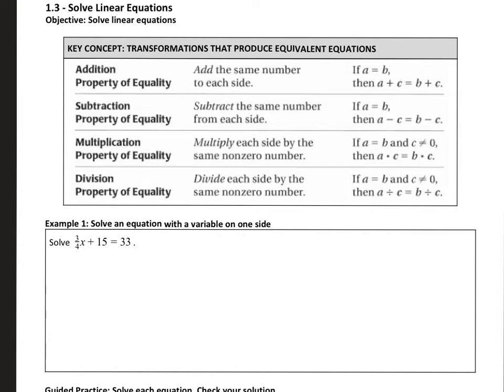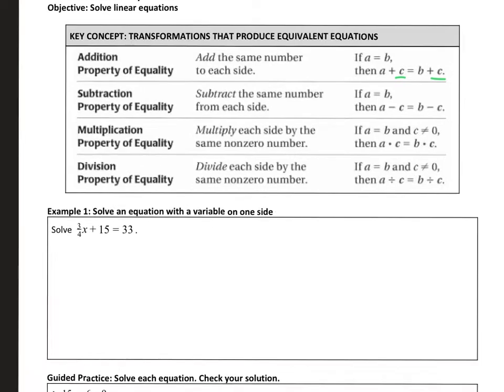If you add the same number to each side of an equation, that addition property of equality says it doesn't change the truthfulness of that equation. So if A equals B, A plus C and B plus C are still equal. Works the same for subtraction, multiplication, and division.